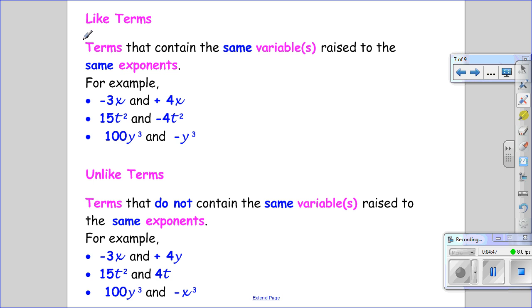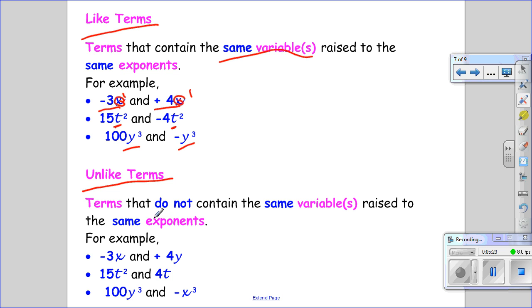Like terms are terms that have the same variable or variables raised to the same exponents. Negative 3x and positive 4x are like terms. If I look at it, they both have an x with an exponent of 1. 50t squared and negative 4t squared both have a variable of t with an exponent of 2. 100y cubed and negative y cubed both have a variable of y with an exponent of 3.